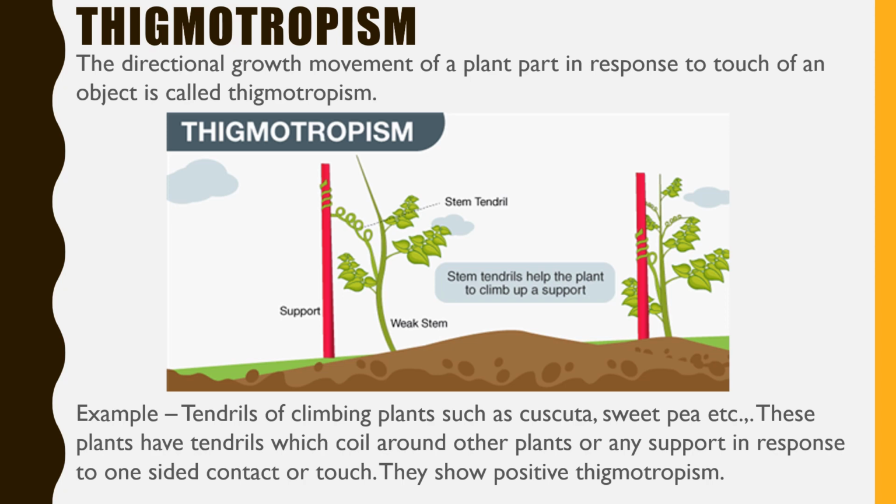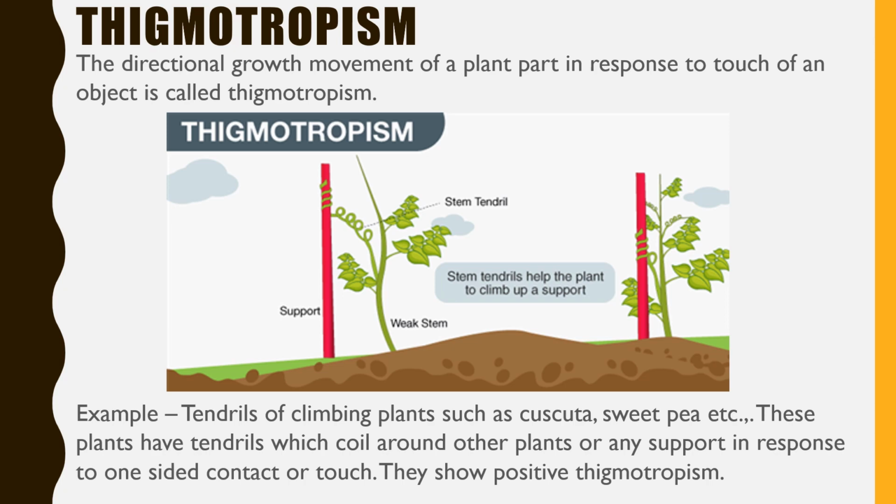The stimulus in thigmotropism is the touch or contact of an object. The winding movement of the tendril of a plant around a nearby object gives support to the plant having a weak stem. Plants such as sweet peas, cuscuta, vines have tendrils which coil around other plants in response to one-sided contact or touch. The stimulus is perceived by the tendril tips and then it is transmitted to basal parts. In this way, the entire tendril becomes sensitive to the touch stimulus.